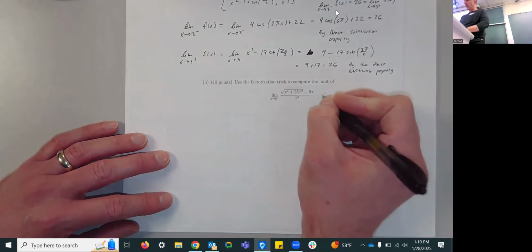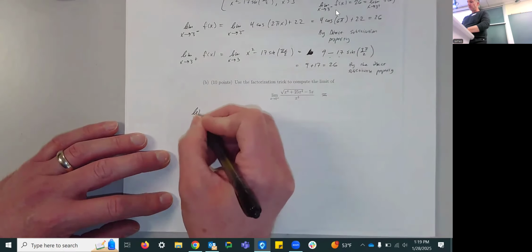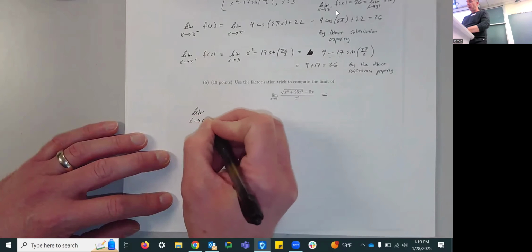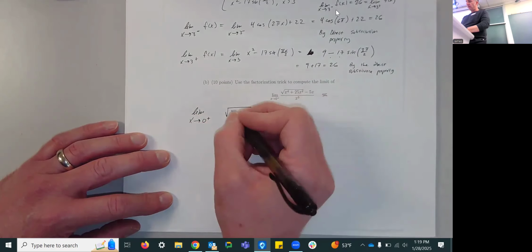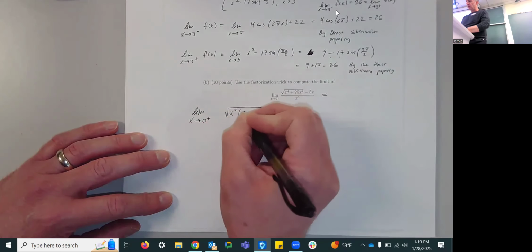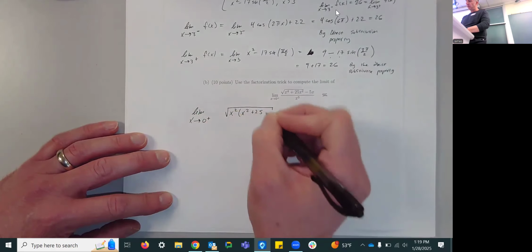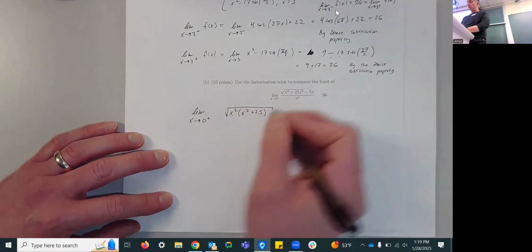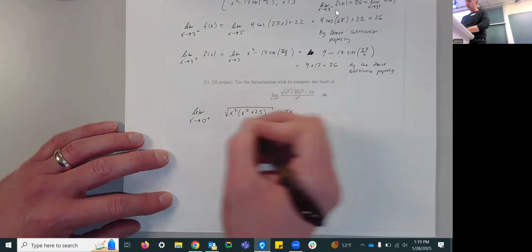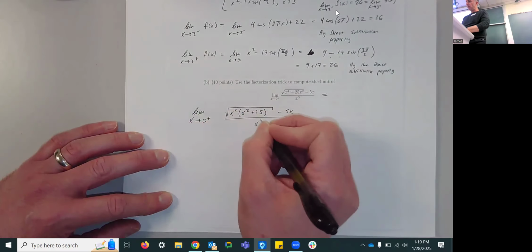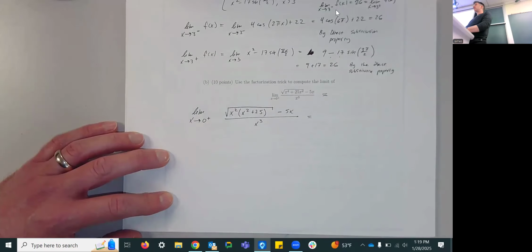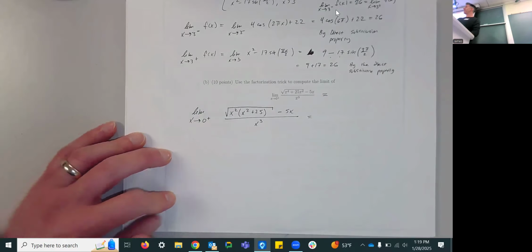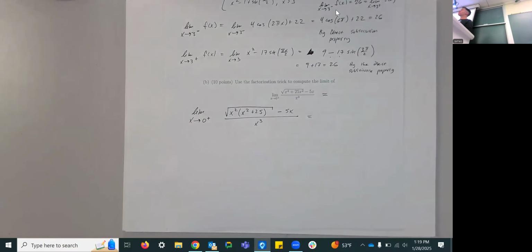So I believe what's going to happen here is we're going to write this as the limit as x approaches 0 from the right of the square root. I'm going to factor out the x squared that I can inside here. Sorry, x squared times x squared plus 25 minus 5x, all over x cubed. We pull out the x squared. What's the square root of x squared? Sometimes it's x. Sometimes it's negative x. In general, it's the absolute value of x.